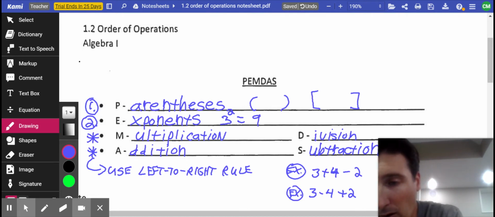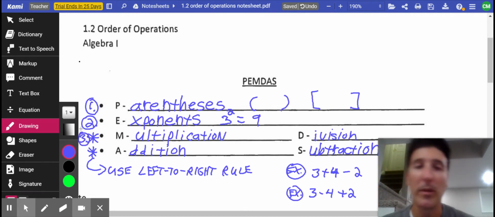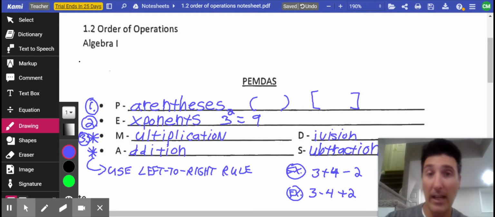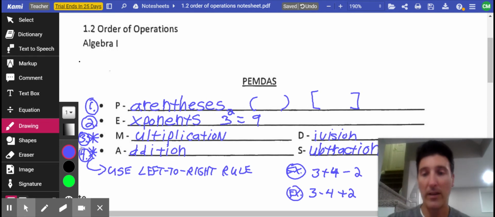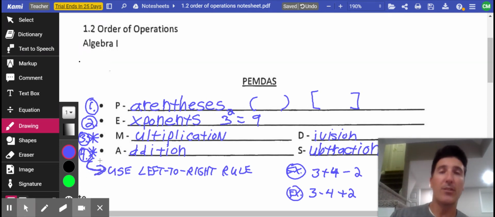Then most of the operations that we deal with are the 4 operations. The third priority is multiplication and division. And then the very last priority is addition and subtraction. Now you can see I put this right there. Make sure to put this in your notes. For these two, this is where we're going to use the left to right rule.